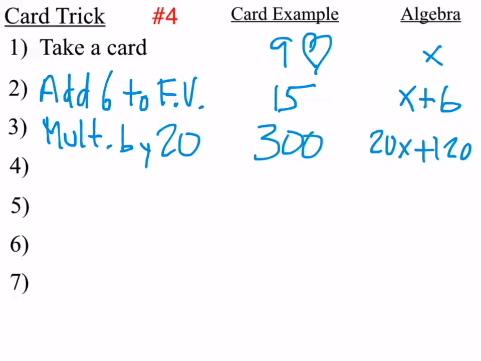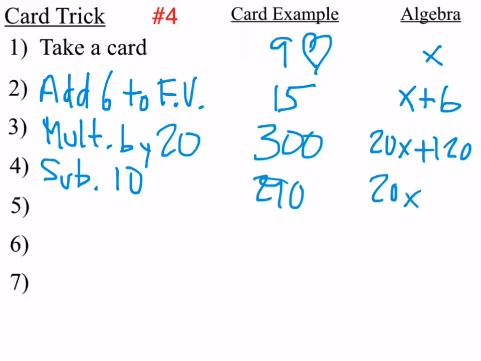Our algebra will be the same, unless you had a 9 as well, then your card example would be different unless you had a 9, of course. All right. What do you want to do? Subtract 10. I'm going to abbreviate because I don't have a lot of room here. Subtract 10, that's what you said, right? Okay. So that would give me 290 here. Excuse my sloppiness there. And that would give me 20x plus 110.